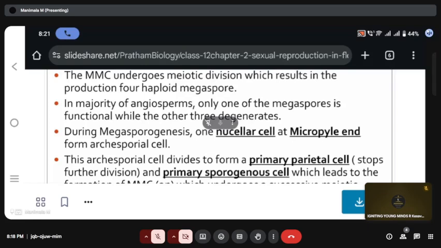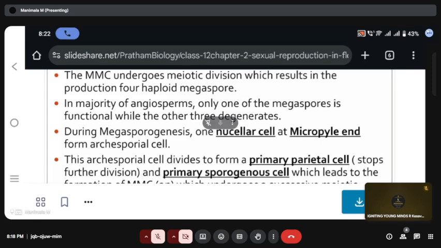In the antipodal region, we have what? Three antipodal cells. Am I correct? Yes, ma'am. And in the center we have what? Polar nuclei. Am I right? Yes. Okay. So generally, the angiosperm embryo sac at maturity, how can we say that? 8 nucleate, 7 celled.